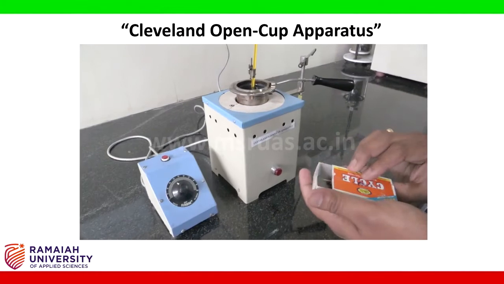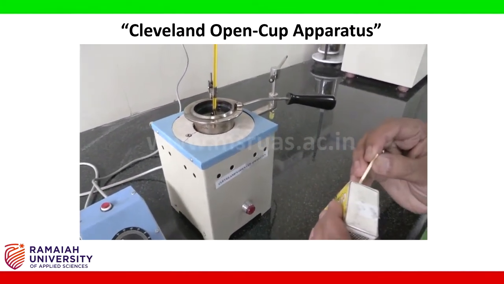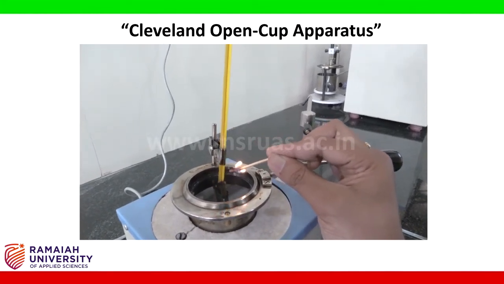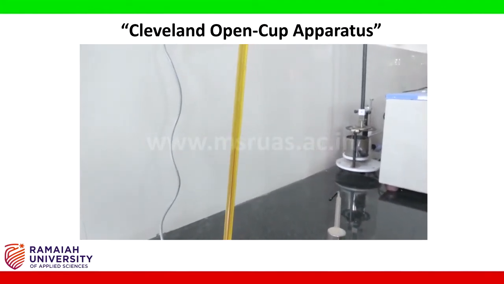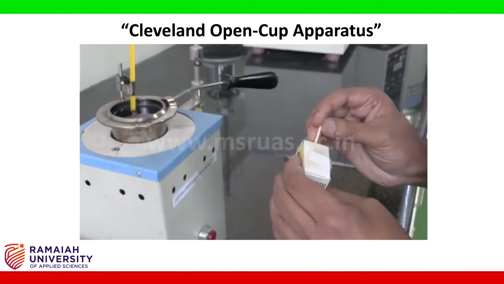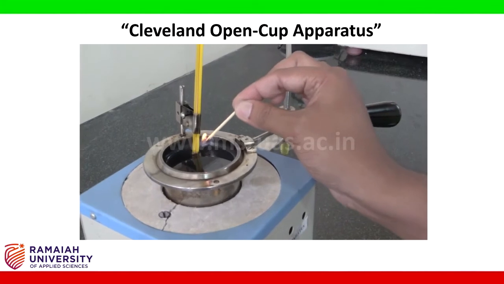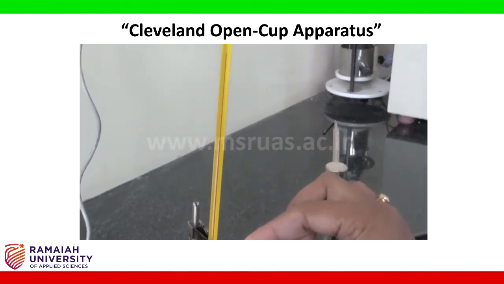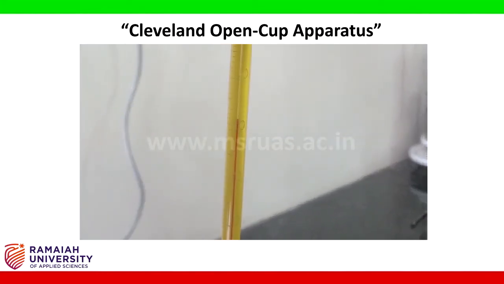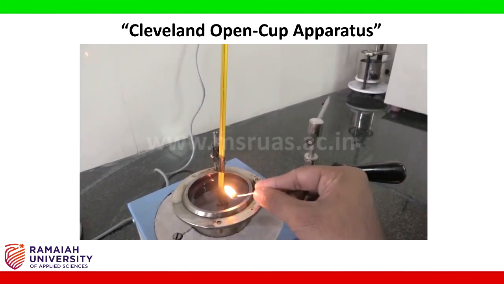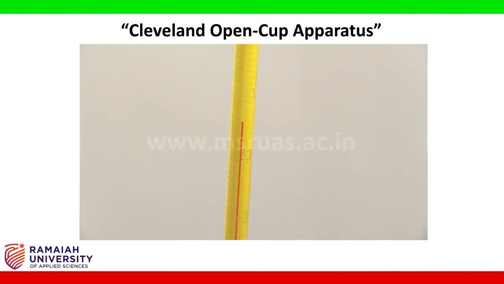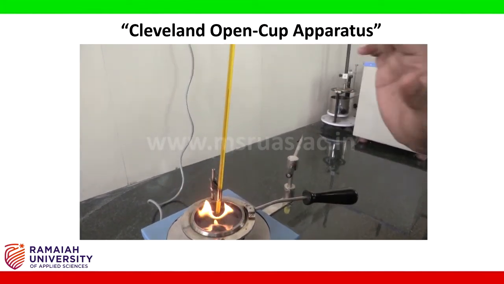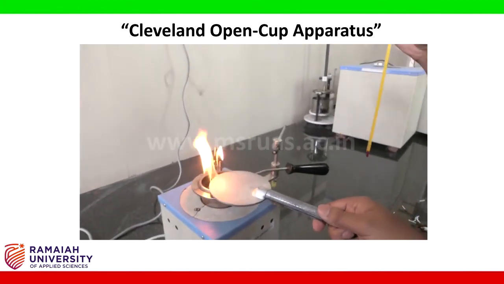Take the fire source. Checking for flash or fire point. You can observe there is no flash or fire happening, and you can look at the temperature. Note down the temperature. There is no flash or fire happening. This is the flash point, and you can look at the temperature now. This is the fire point. You can see the fire is consistently existing. Take this plate and try to put off the flame like this.